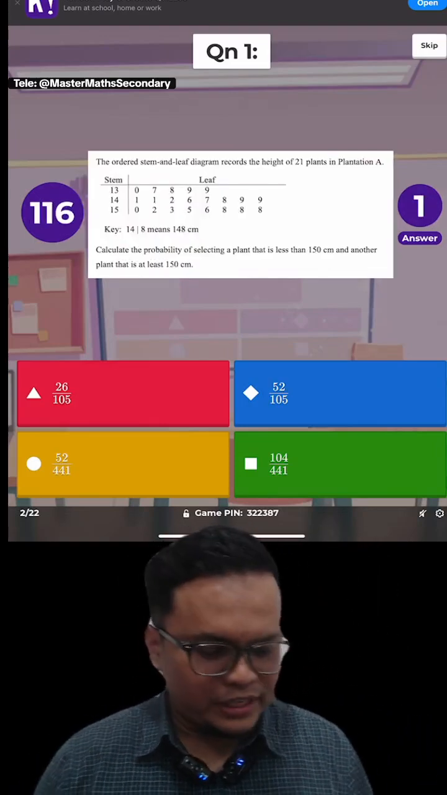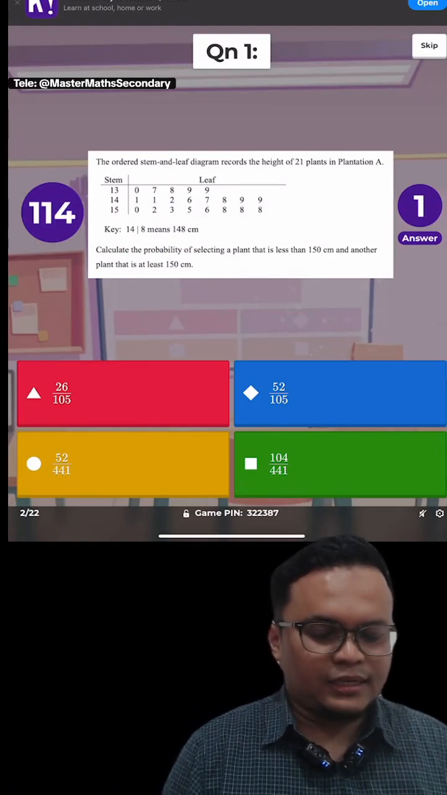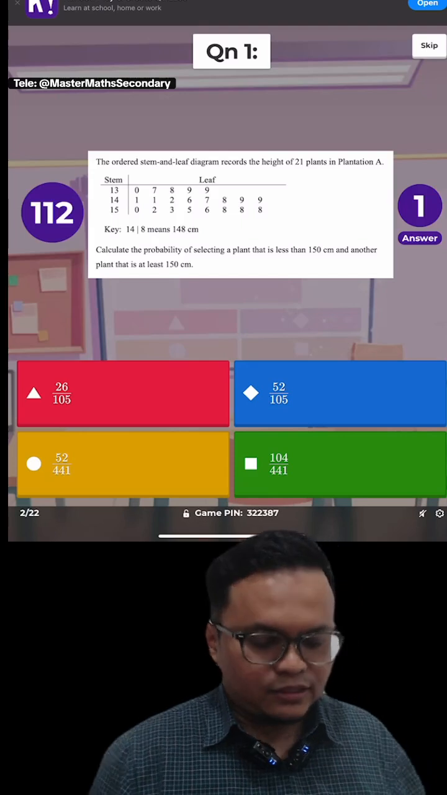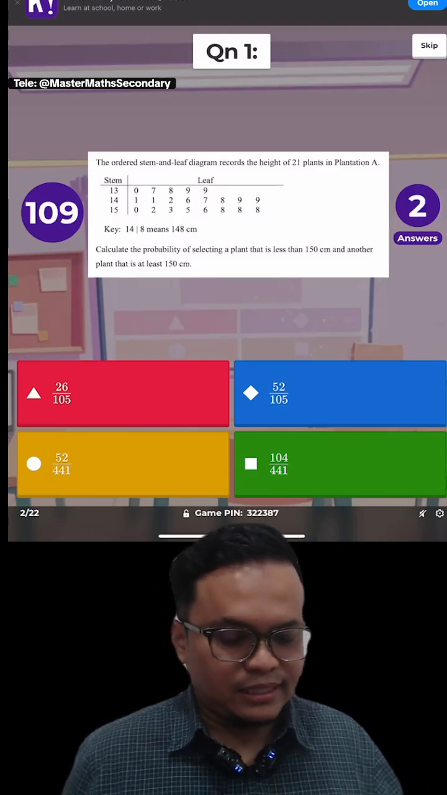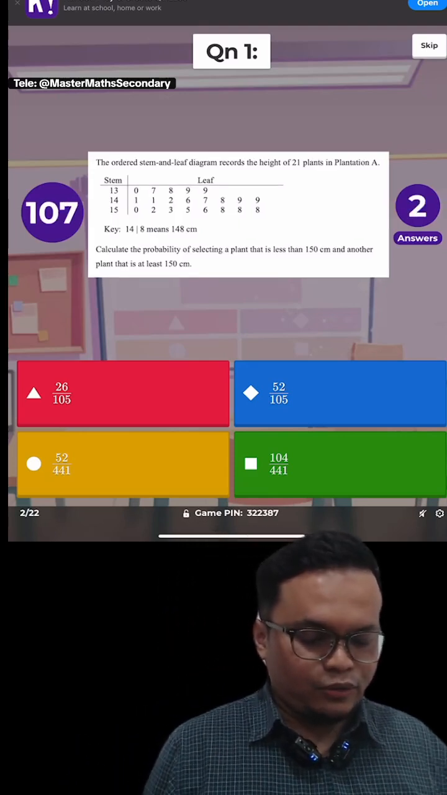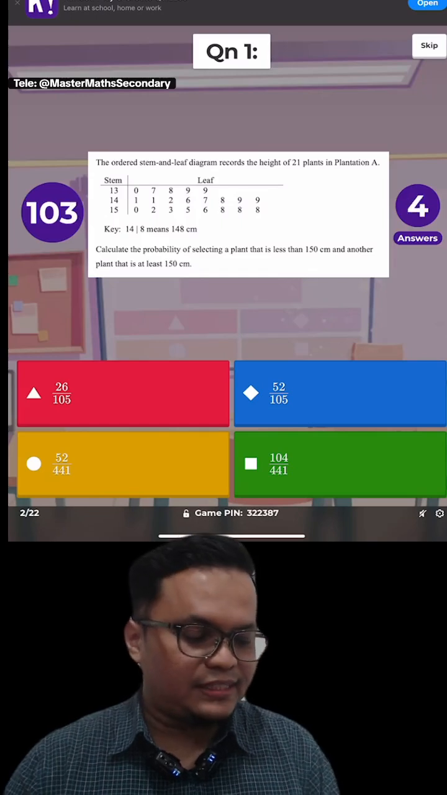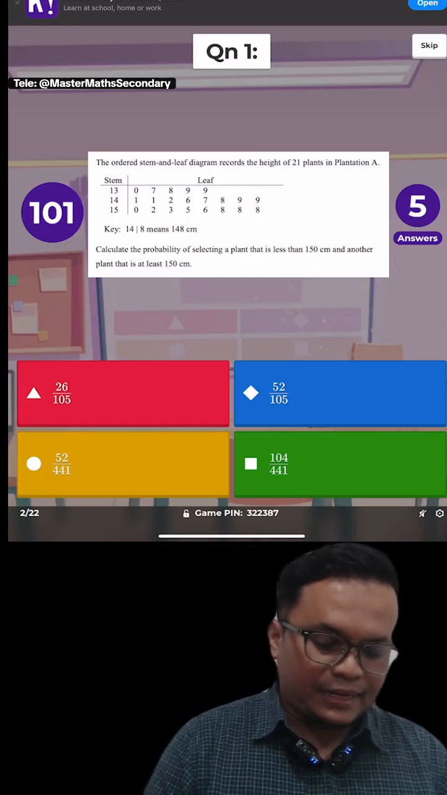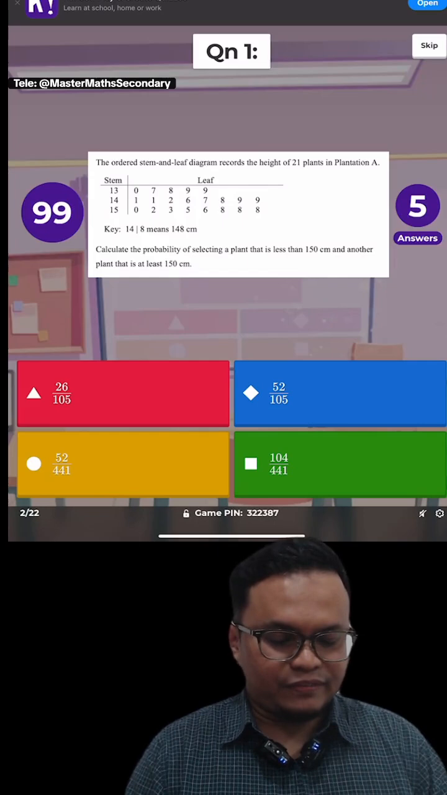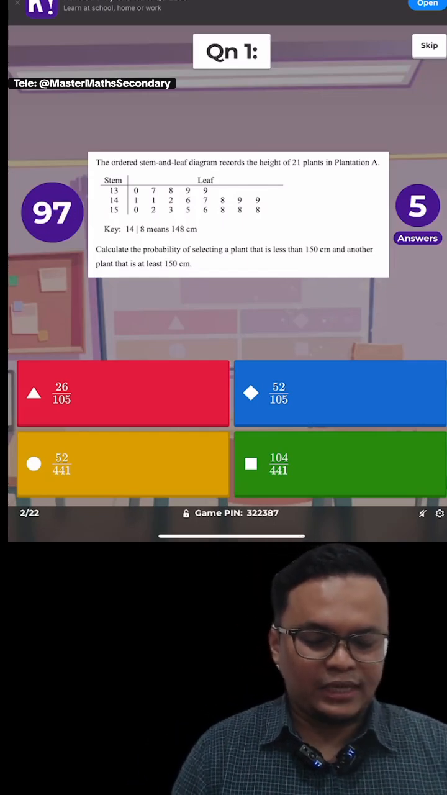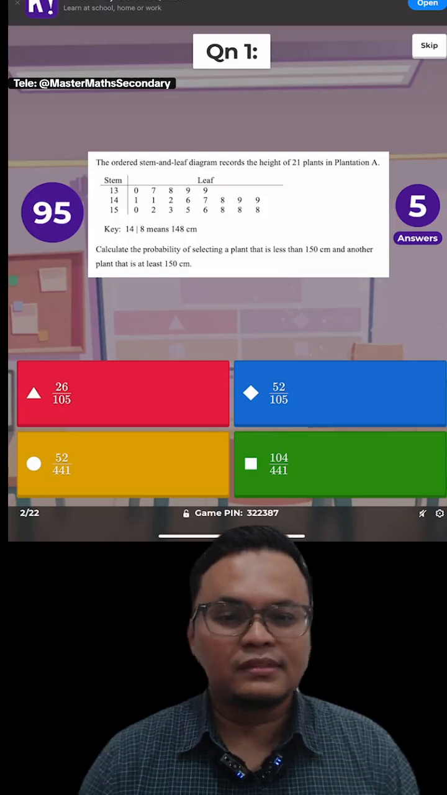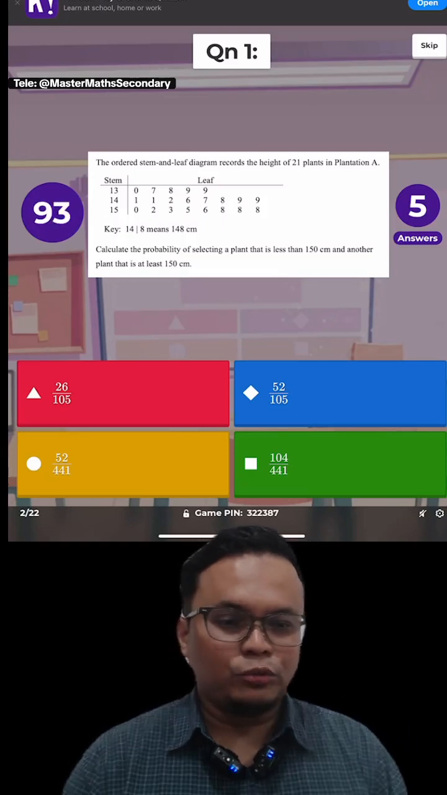Now you're given a stem and leaf diagram here. It shows you the height of 21 plants. You're asked to find the probability of selecting a plant that is less than 150 centimeters and another plant that is at least 150 centimeters. So we are choosing 2 plants here.